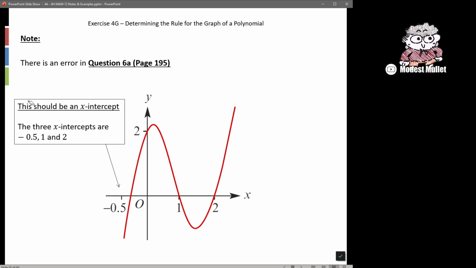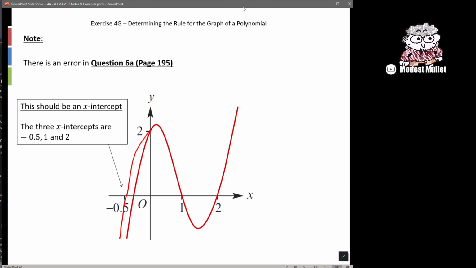And lastly, just want to note there's an error on question 6a on page 195. The graph should actually come down through the intercept at -0.5. That's it for the video. I apologize for the extra 4 minutes, but I hope that helps, and I hope this is reminding you of some of this stuff from quadratics.